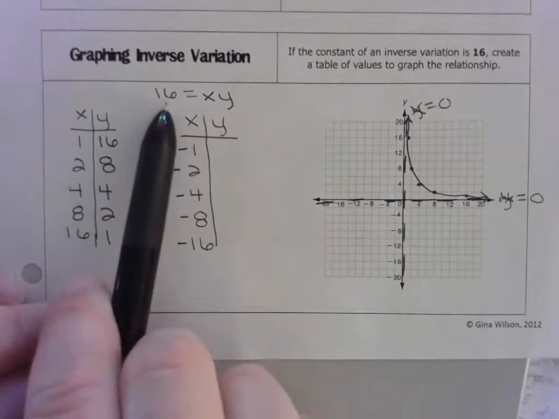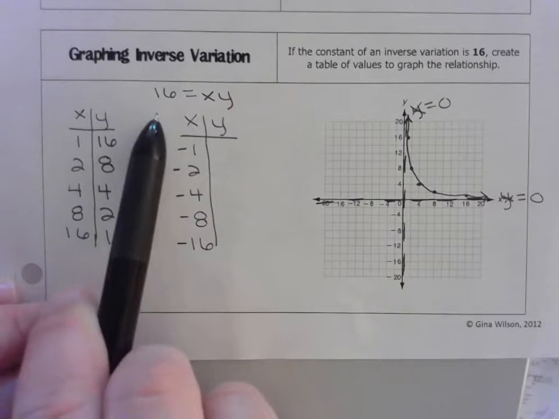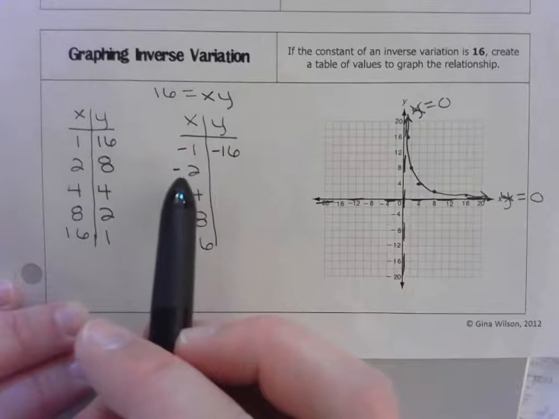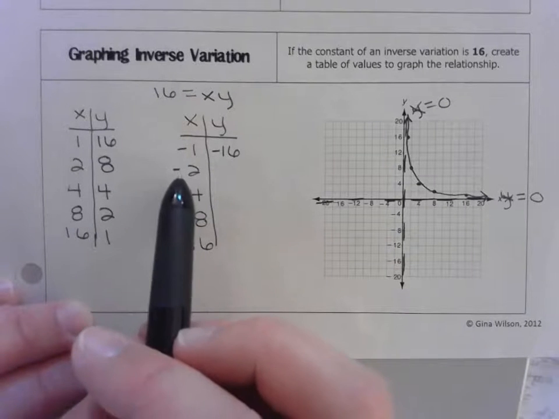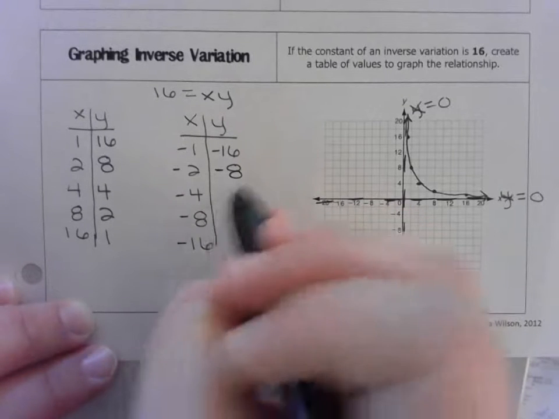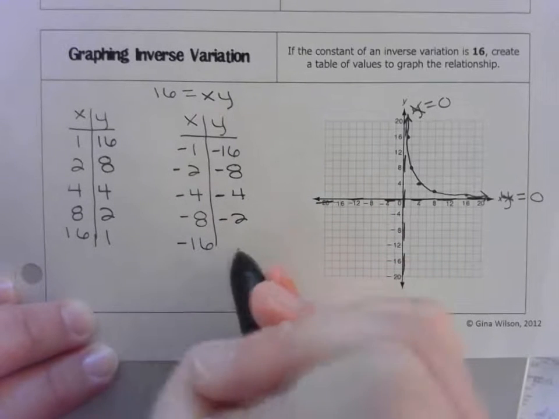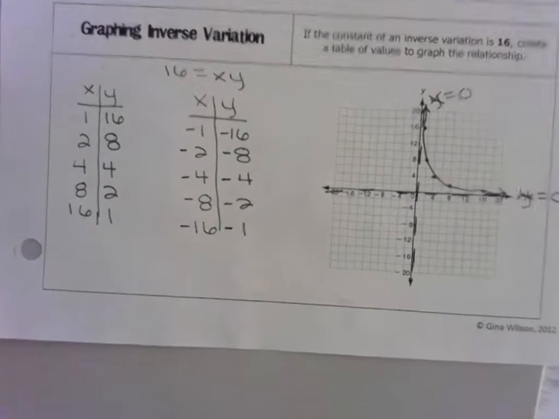Now, we know my constant of variation has to stay 16. So negative 1 times what gives me positive 16? Negative 16. It's the same thought process, but since I multiply x is a negative, y also has to be a negative to get back a positive 16. Negative 2 times what gives me positive 16? Negative 8. Negative 4 times? Negative 4. Negative 8 times? Negative 2. And negative 16 times? Negative 1. It's multiplying x times the y. X times what gives me positive 16. Any questions on that?